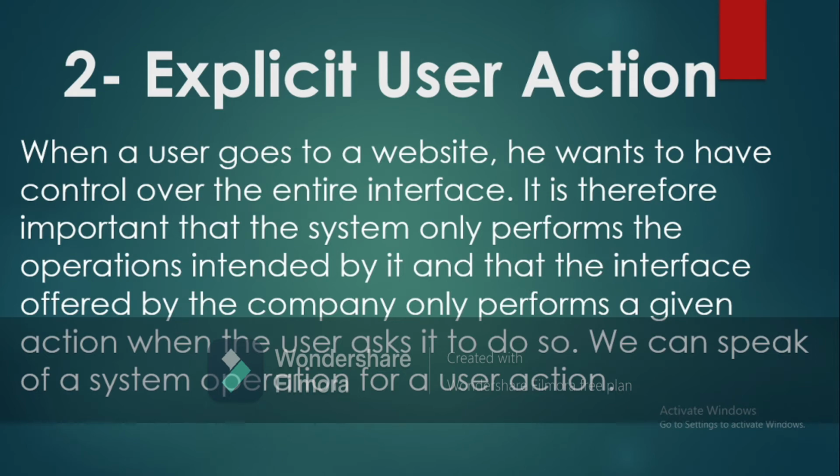And it is therefore important that the system only performs the operation intended by it, and that the interface offered by the company only performs a given action when the user asks it to do so. We can speak of a system operation for a user action, and that actually means the interface should be in interaction with the user or the client. And we're going to demonstrate that aspect by going through an example as well. And this example will be a website of editing photos and pictures as follows.